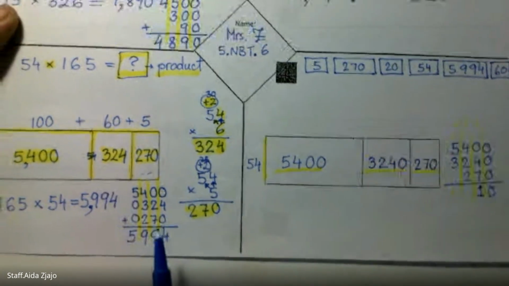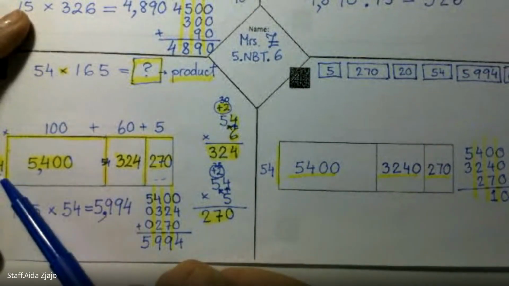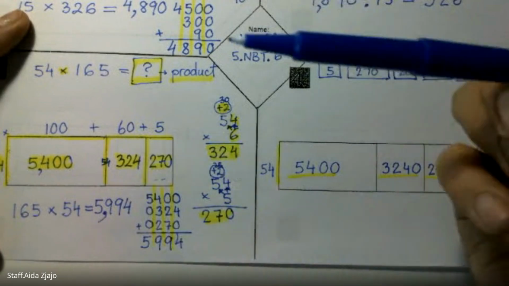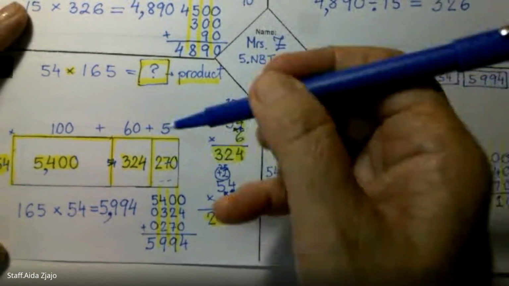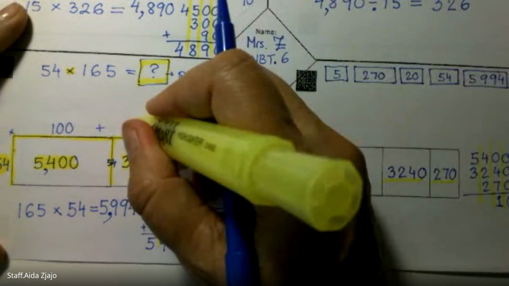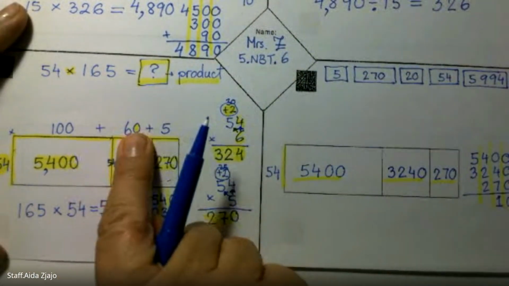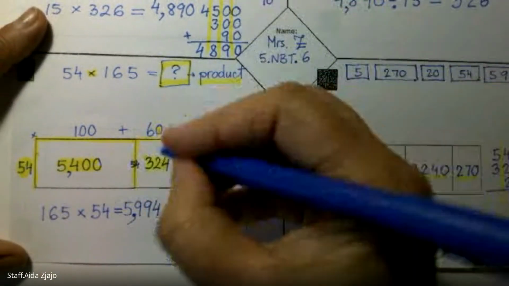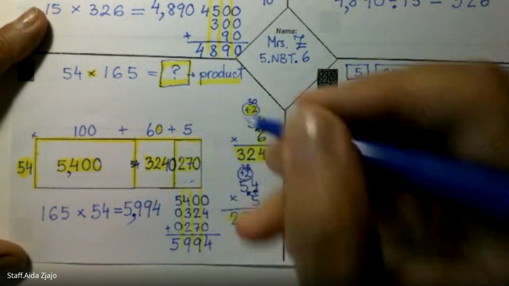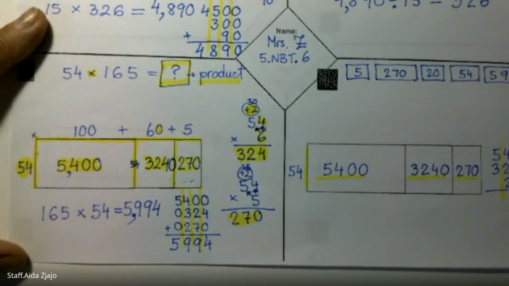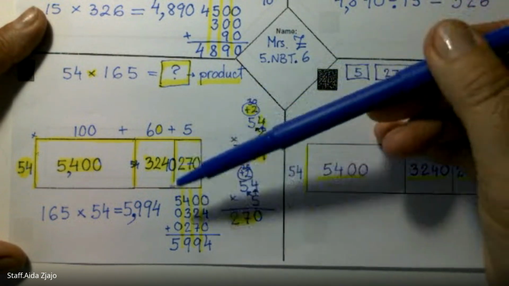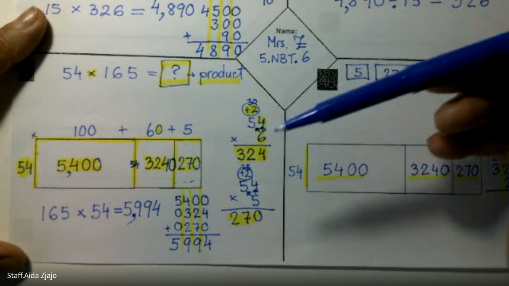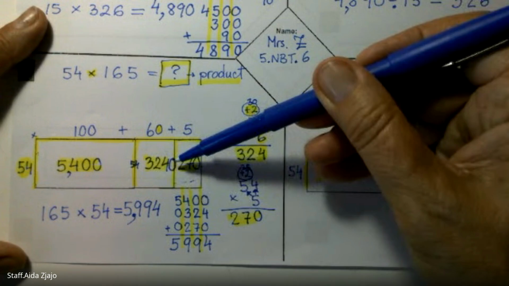I forgot this one, guys. This was 54 times 60, and that is 324. But then, you see, I easily made a mistake. This is times 60, 54 times 60. So here is an additional 0 that Mrs. Z missed. And that is going to give you a totally different solution to this problem. So now this is 3,240.